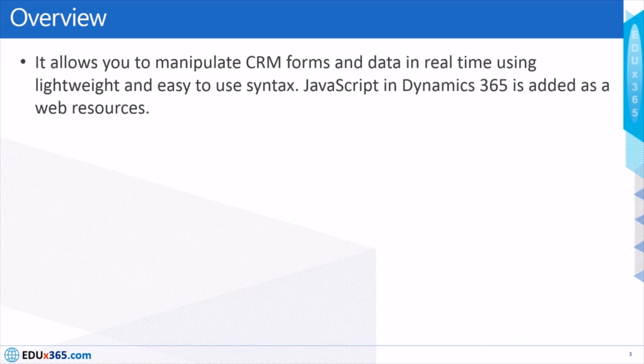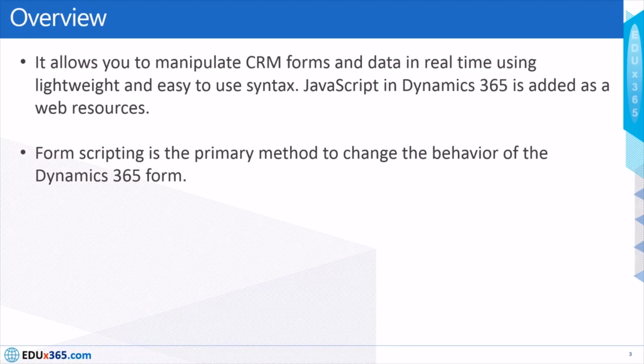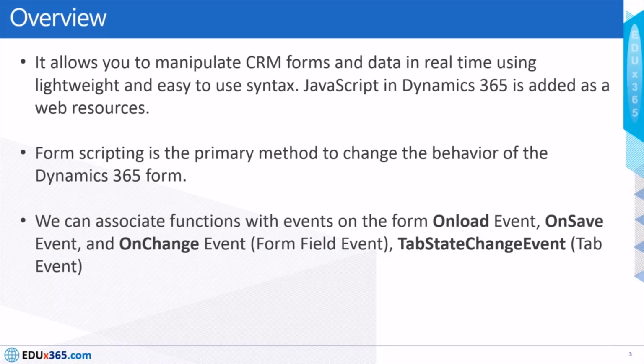JavaScript allows you to manipulate CRM forms and data in real time using lightweight and easy to use syntax. JavaScript in Dynamics 365 is added as a web resource. Form scripting is the primary method to change the behavior of the Dynamics 365 form. We can associate functions with events on the form: the onLoad event, the onSave event, and the onChange event, and there's another one for tab state change, called the tab state change event.